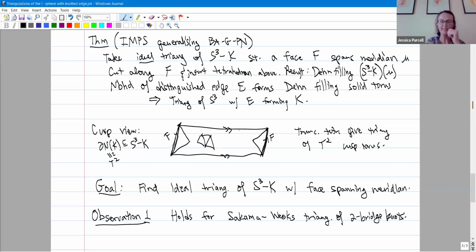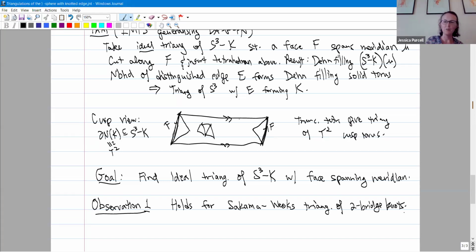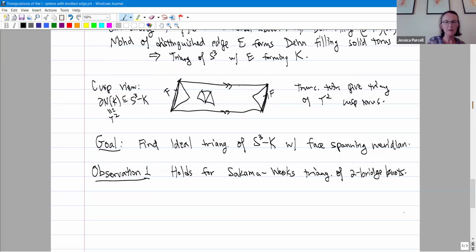Okay, so back in the 90s, Sakuma and Weeks found geometric triangulations of any hyperbolic two bridge knot. And every one of them, for those who are experts in this, has a face that spans the meridian, where you have a hairpin turn in the triangulation of the two bridge knot. So there was something, but we can do better.